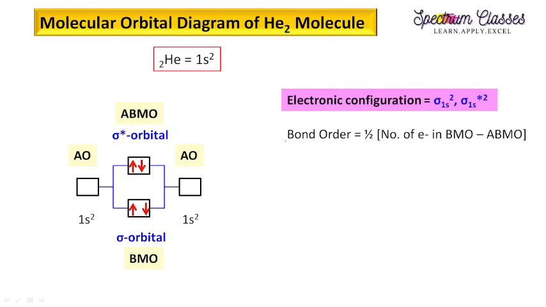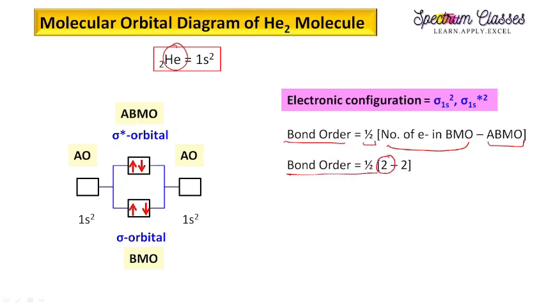Now coming to the calculation of bond order. Bond order means how many bonds are present, or how these two atoms are connected with each other, right? So bond order is equal to 1/2 times the number of electrons present in bonding molecular orbitals minus the number of electrons present in anti-bonding molecular orbitals. So you can just write down here. Up to this, I hope you understand.